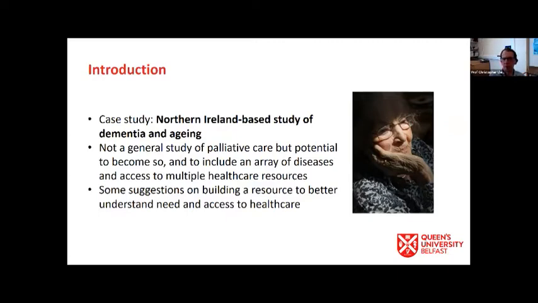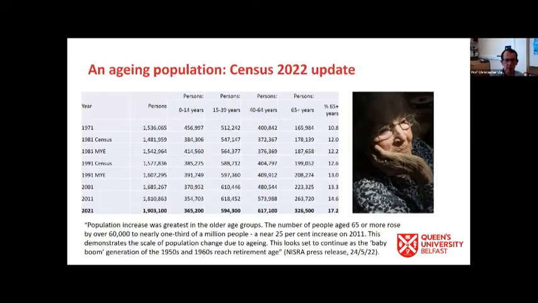So moving beyond dementia or related conditions or aging of populations in areas, it could include an array of different diseases or access to any kind of healthcare resource or community facility or whatever we might be interested in. So I will end by talking about some potential ways that we could build a resource that would help us to better understand the geography of health and healthcare and need, initially in Northern Ireland, but potentially across the whole of the island of Ireland.